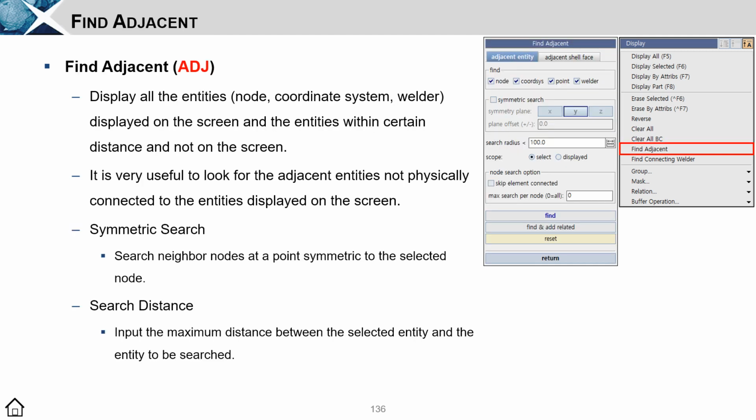You can display all the entities within a certain distance from selected entities using Find Adjacent. It is very useful to look for the adjacent entities not physically connected to the entities displayed on the screen.